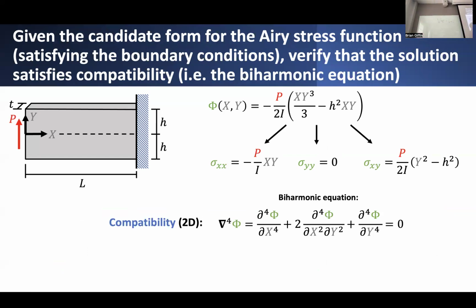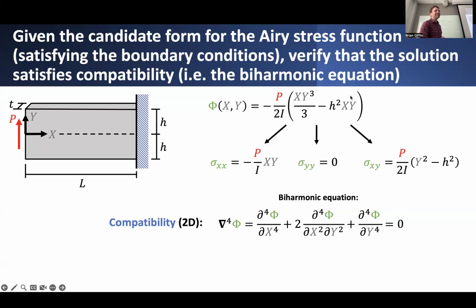I have now these expressions for sigma xx, sigma yy, and sigma xy, taken as second partial derivatives of this Airy stress function. I can take more derivatives of the Airy stress function, plug it into this representation of compatibility expressed via the biharmonic equation, and I can verify whether I satisfy this equation or not. In this particular example, it's rather easy to do because we notice the functional dependence of this resulting Airy stress function involves xy cubed and xy. If I take in the biharmonic equation what are effectively fourth order derivatives of this function, most of those terms will go away. In fact, all of them will go away.